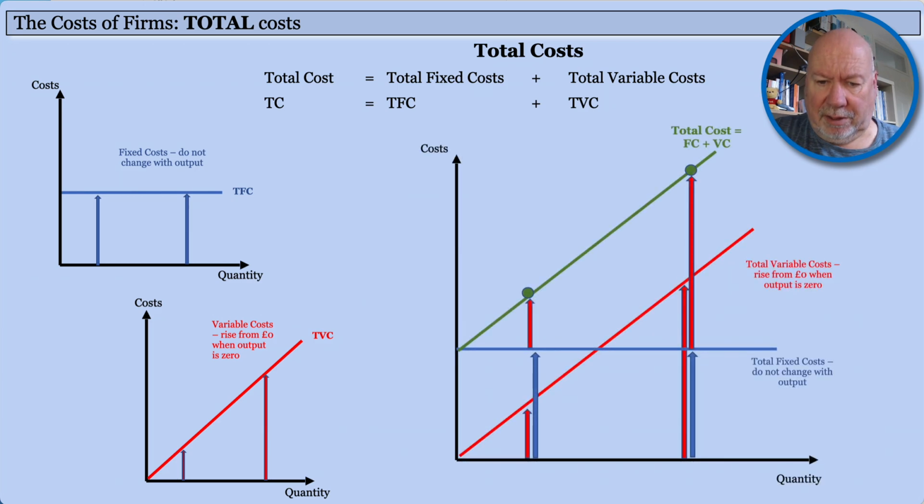Put them together. Here's your variable cost, here's your fixed costs. So therefore the total cost is going to be the addition of both of those lines, and so try to remember the total cost always starts somewhere up the cost axis, okay, because of those fixed costs. You've still got to pay the fixed costs even if you don't produce anything, because you can't change the fixed costs in the short run.